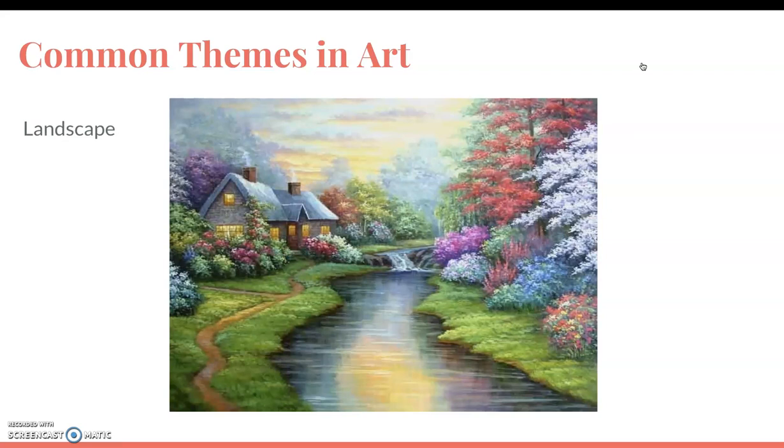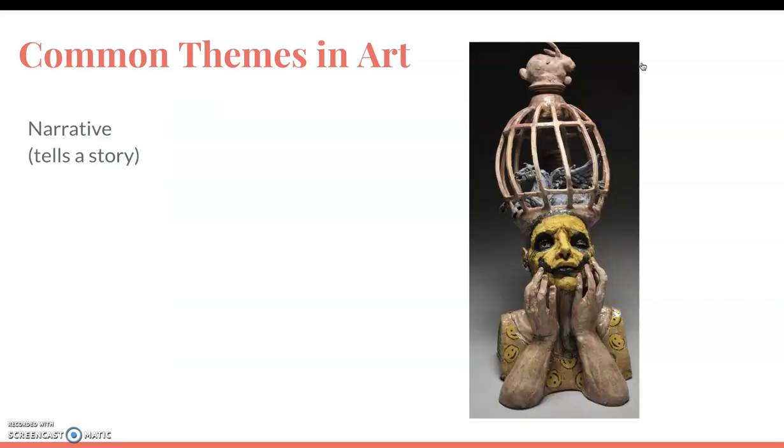Landscape is pretty self-explanatory. We do see sculptures that are based on landscape, but it means it's an image of land, trees, sky, right? The natural setting. There's also narrative, and this could be an example of slightly abstract, though there are some recognizable things in this sculpture, but narrative means it tells some sort of story. Can that be a portrait? It could be. Could this be historical? It could be. Again, artwork typically combines a couple themes together.